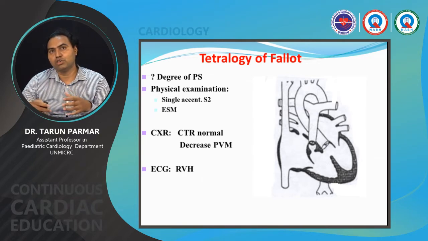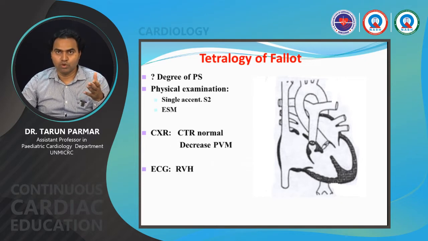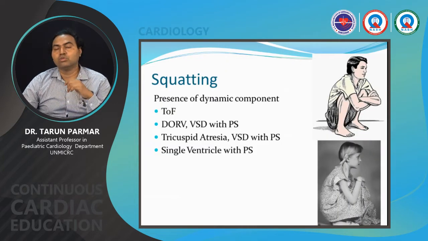Like we see the different anomalies individually, like in TOF, tetralogy of Fallot, symptomatology depends on the degree of the pulmonary stenosis. On physical examination, we can see a single accentuated S2 and an ejection systolic murmur. In chest X-ray, CTR may be normal. There is decreased pulmonary blood flow or decreased QP on the X-ray, and ECG shows right ventricular hypertrophy, right axis deviation, and early transition of R wave from V1 to V2. This is the pictorial presentation of squatting that is normally seen in TOF patients.